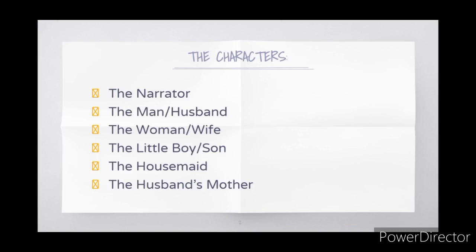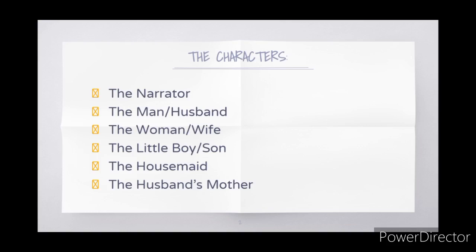The next one is the man or the husband, one of the protagonists of the second part of the story, and he is the husband of the woman and the father of the little boy. The third one is the woman or the wife. Together with her husband, she built a barrier or walls that they think will secure them from the riots outside.